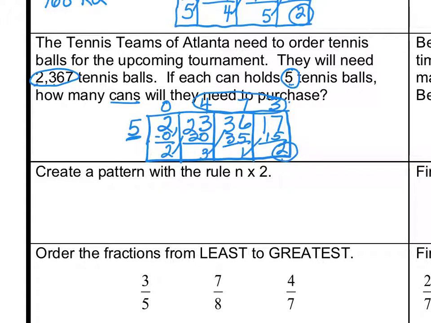So if we only bought 473 cans, we would be 2 tennis balls short. So we'd better buy another can. You see what I'm saying? We have to buy 474 cans so that we will have enough. That'll actually give us 3 extra, won't it? Because out of that last can, we'll need 2 of them. And a can has 5, so that would give us 3 extras.